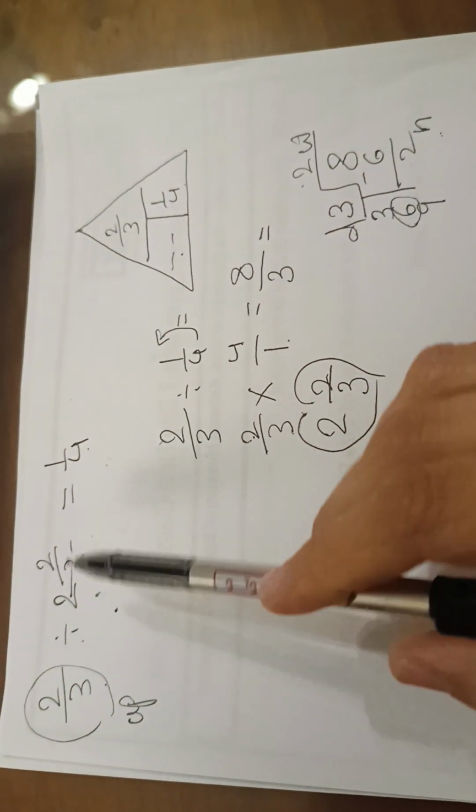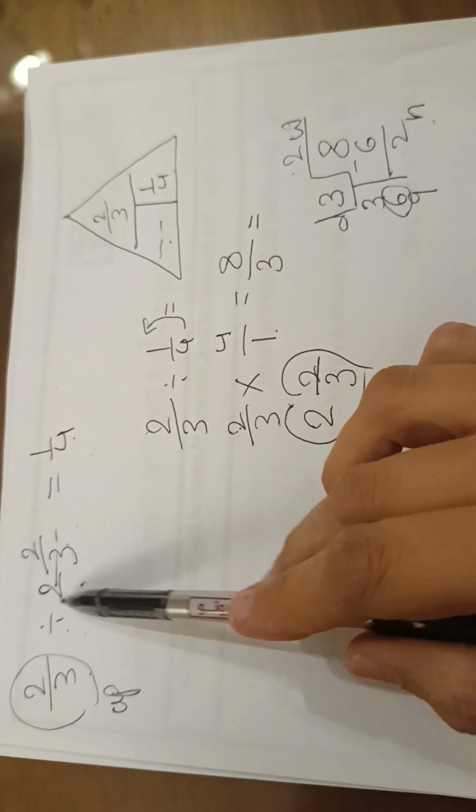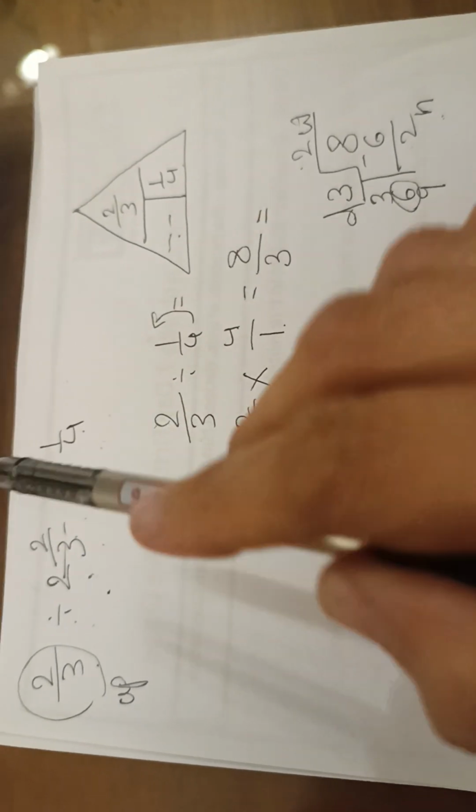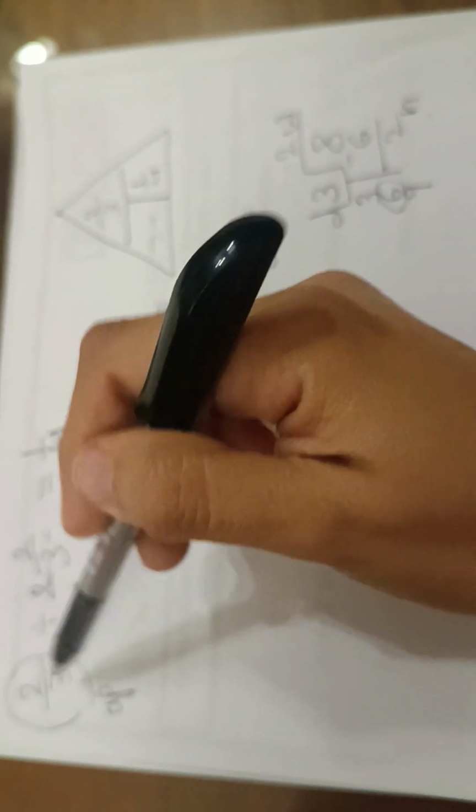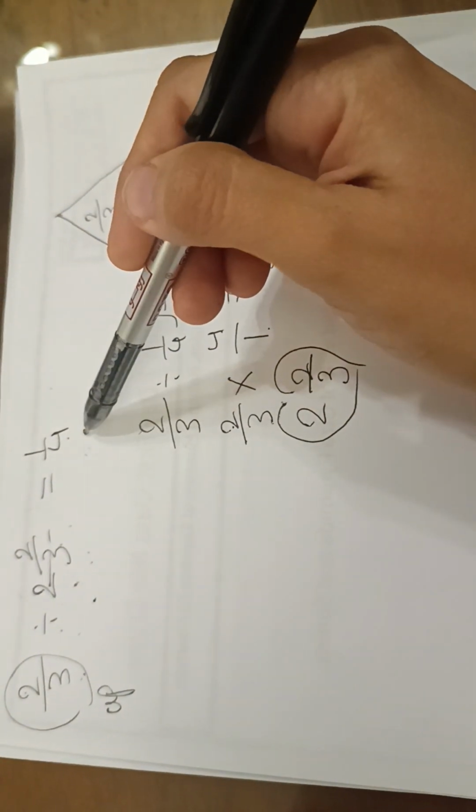In another way, you can say that the missing divisor, so I will divide. I will say 2 over 3, divide this 1 over 4.